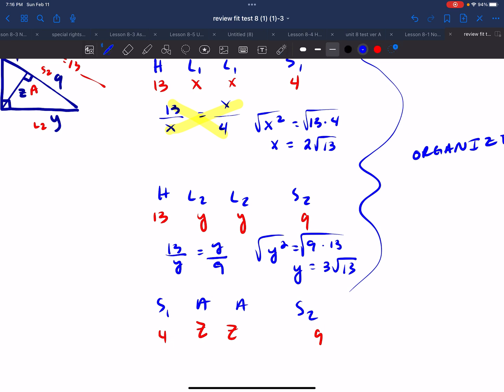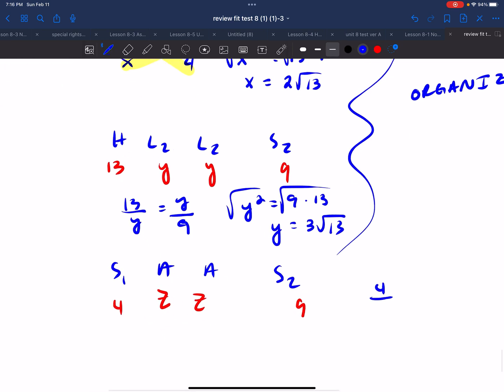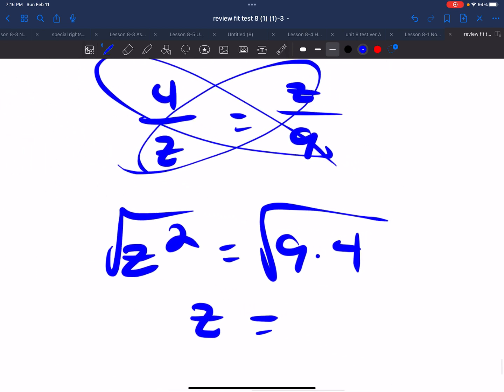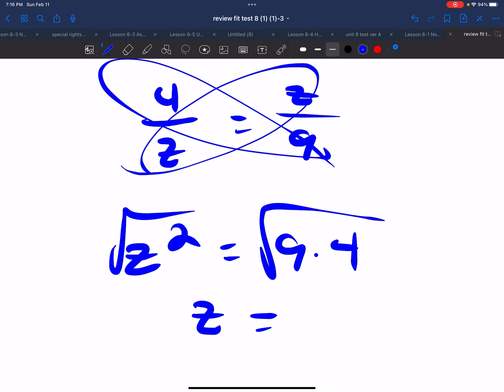And then this one here is 4 over z equals z over 9. So z squared equals 9 times 4. Take the square root. z equals, I have 2 perfect squares. So the square root of 9 is 3, and the square root of 4 is 2. So z is equal to 6. That's your answer.